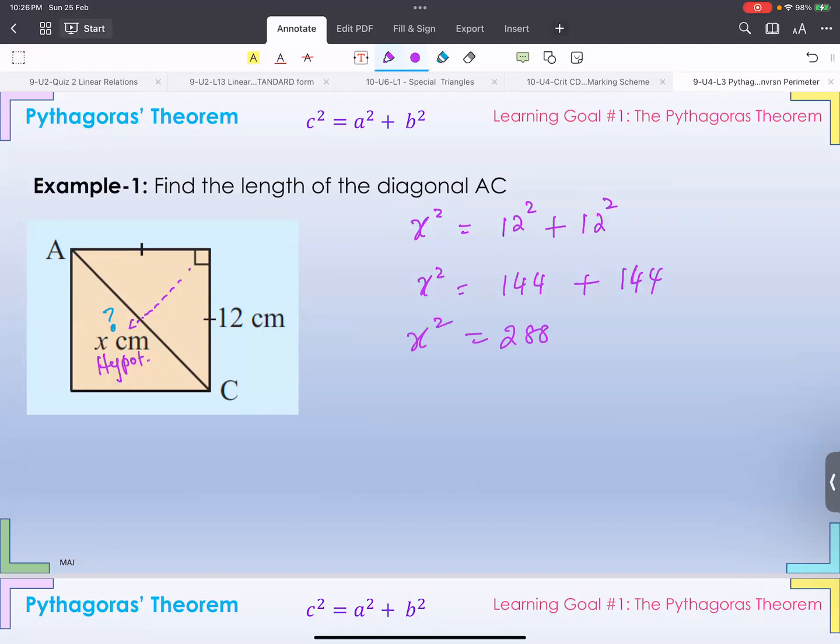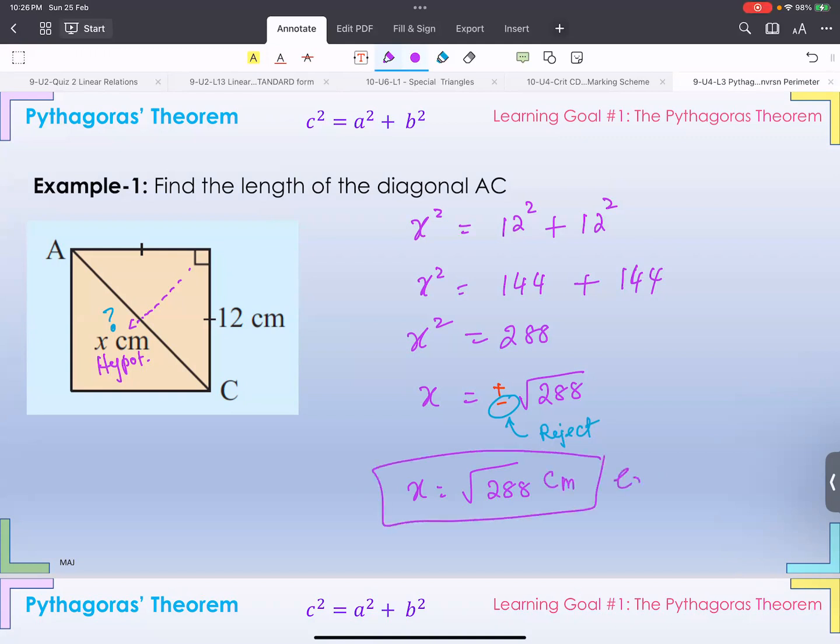Normally, when you take the square root, you have to introduce plus or minus. It might look strange that I'm putting plus or minus here, but normally there's a plus or minus. We reject the negative solution because the side cannot be negative. So X is equal to positive square root of 288, and that's in centimeters. That is called an exact value because it's not rounded. It's not a decimal value that we have rounded.